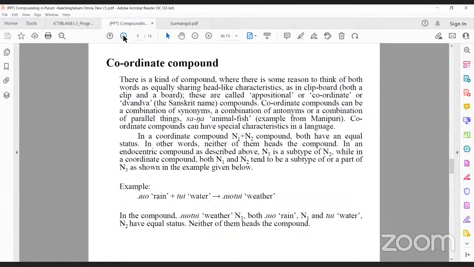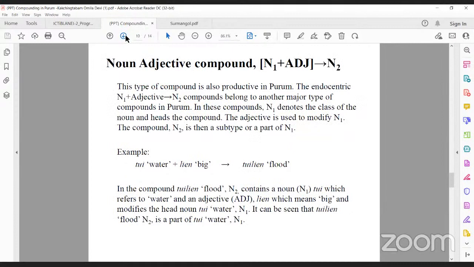Coordinate compounds can have special characteristics in a language. In a coordinate compound, N1 plus N2 compound, both have an equal status. In other words, neither of them is the head of the compound. In an endocentric compound, as described above, N3 is a subtype of N2, while in a coordinate compound, both N1 and N2 tend to be a subtype of or a part of N3, as shown in the example given below. Example, rain, tree, water forms a compound word, tree, weather. In the compound, both rain, N1, and tree water, N2, have equal status. Neither of them is the head of the compound.